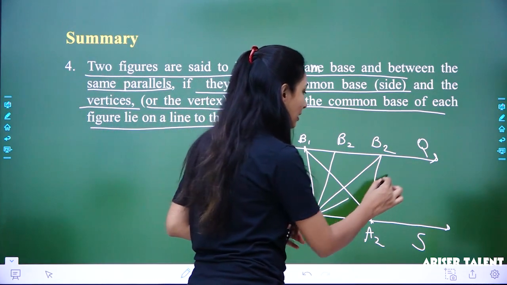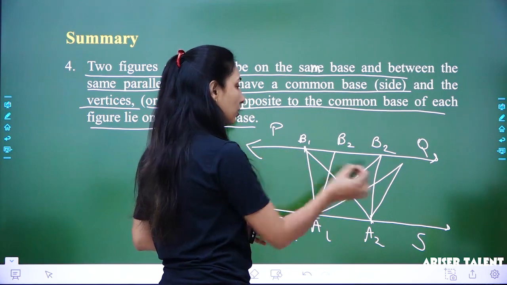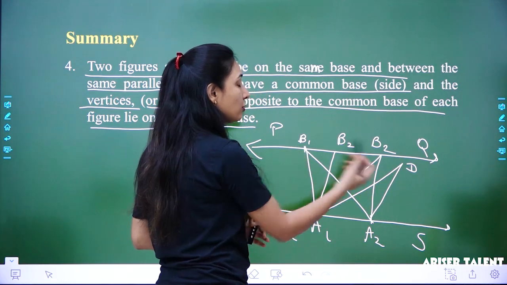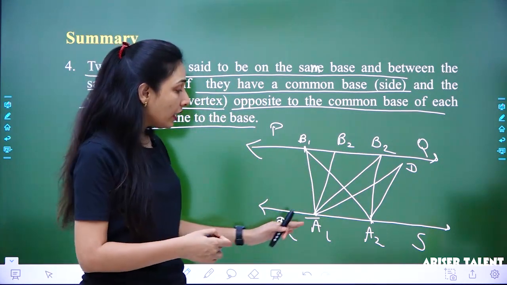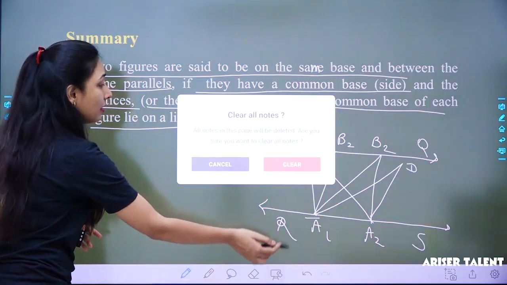If I make a triangle like that, it is not touching this. The point is not this point. Let's suppose this is point D. Then this point D is not on the parallel PQ. Though it has the same base, it is not between the same parallels.